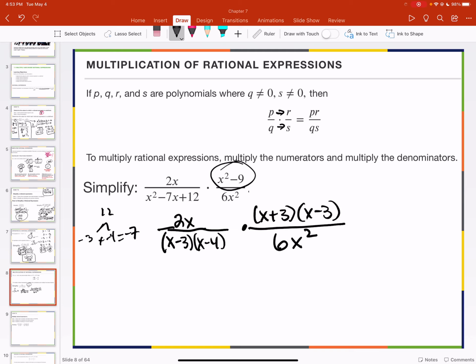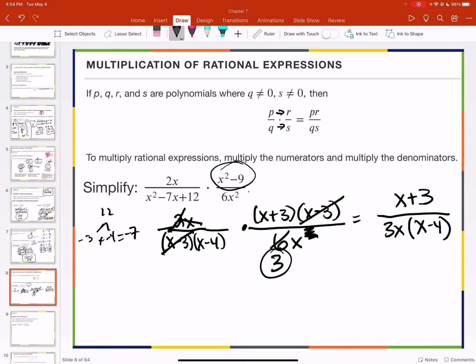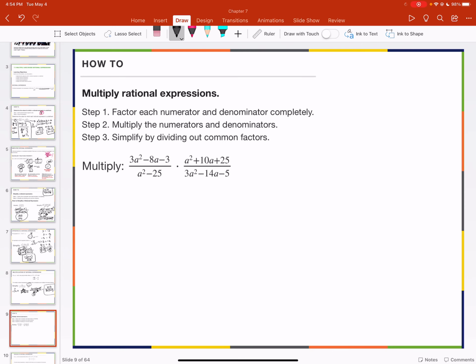Okay, so let's see if we can cancel anything out. We can cancel diagonally as well. So 2 goes into 6 3 times. x cancels out with one of these x's. So final answer, x plus 3 all over 3x times x minus 4. And that's it. Okay, so we just factor, multiply, and you can divide out common factors as well.